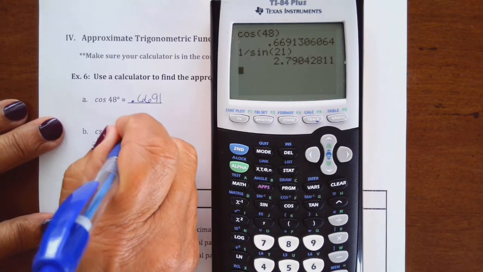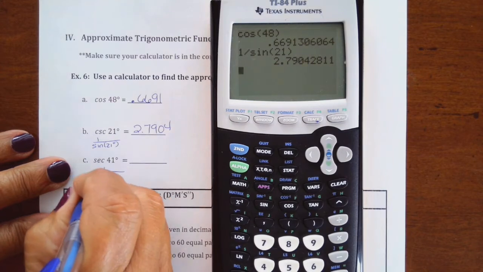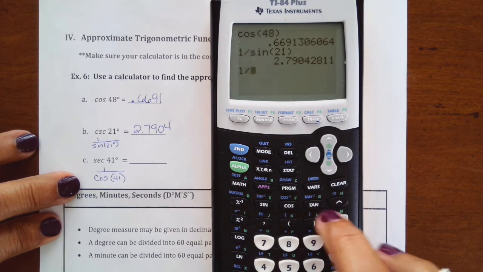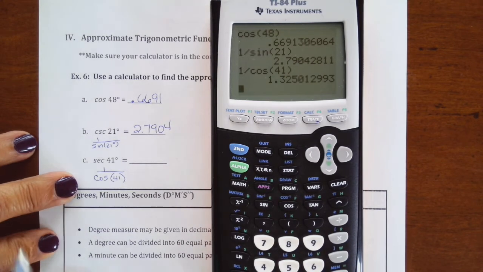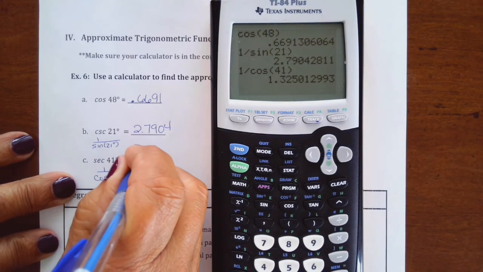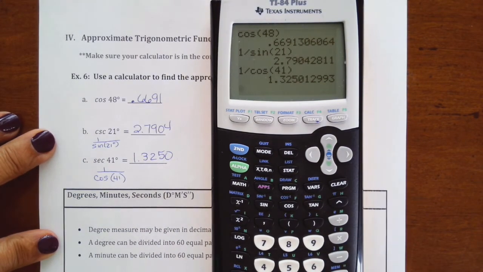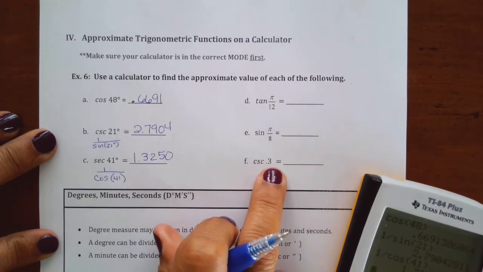All right, the secant is 1 over the cosine, so you would put it in like that. So 1 divided by the cosine of 41, 1.3250. Okay. Now, if you're in radian mode, you'll get an answer, but it's going to be the wrong answer. So it's so important that you put your calculator in the right mode. All right, now, all these numbers are radians.